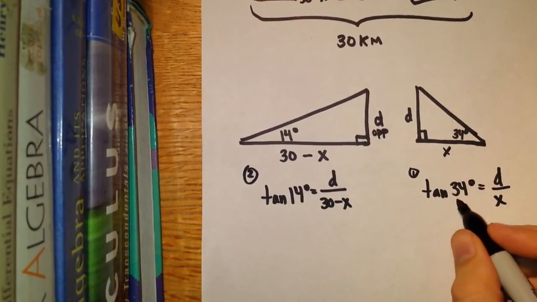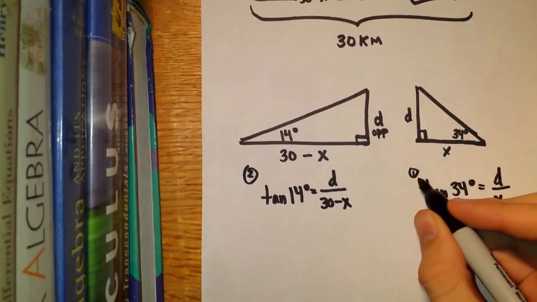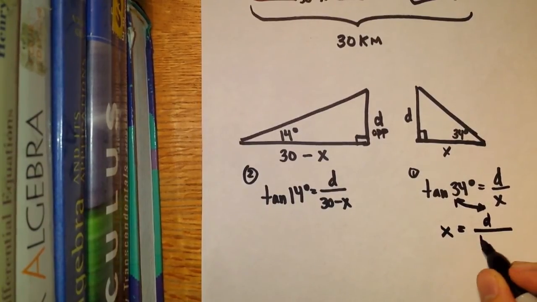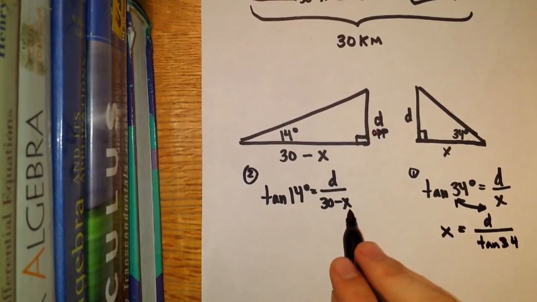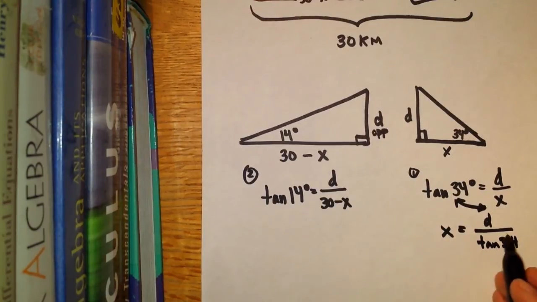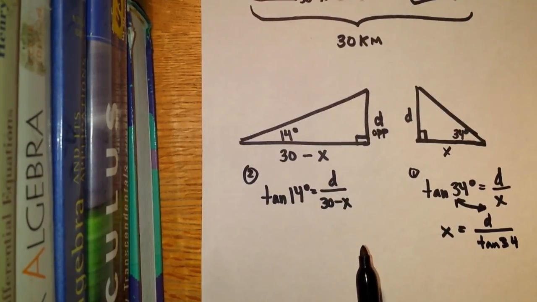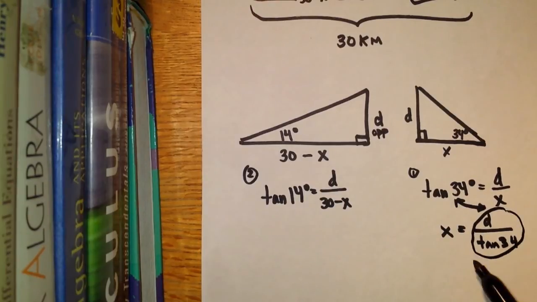My advice would be to solve equation 1 here for x, and then replace the variable x in the second equation with this expression here, D divided by the tangent of 34. From there, it works out like a standard algebra question worked in the previous video and in notes that we took in class. So, best of luck solving for D when you plug it in.